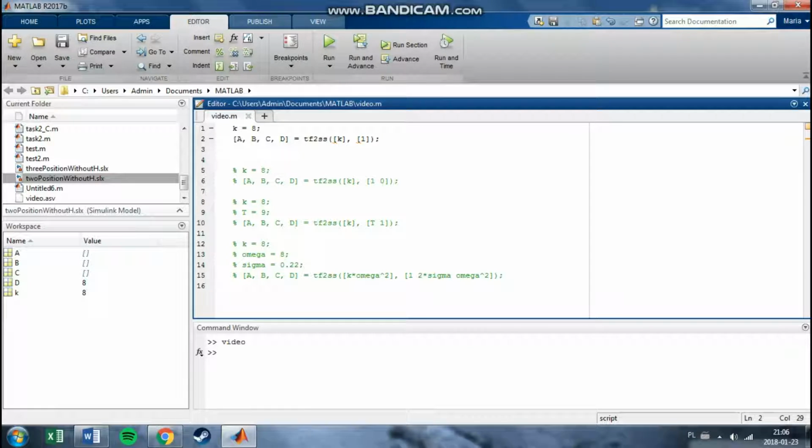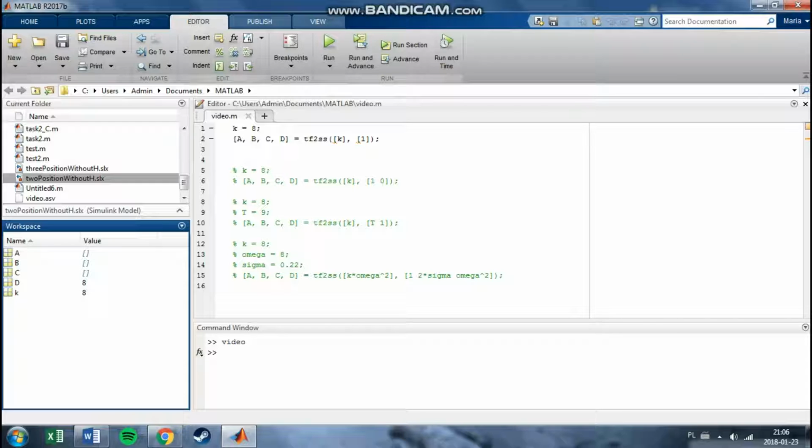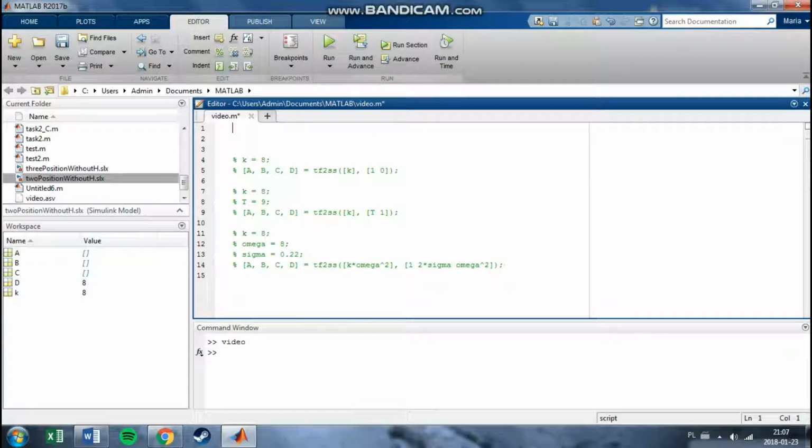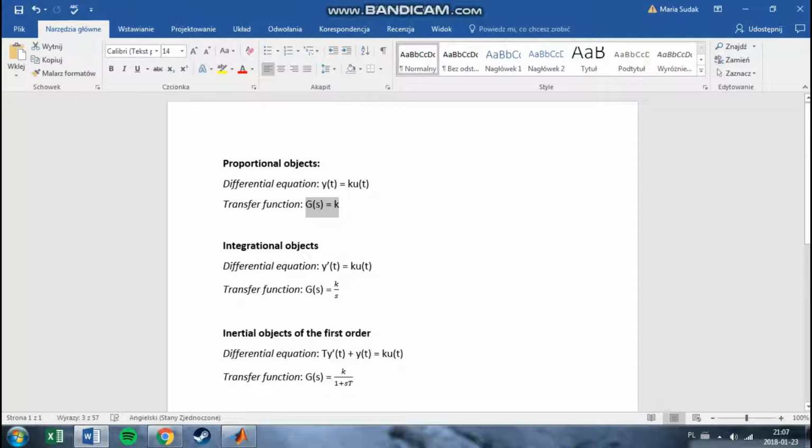We can see the results here in the workspace, and we can see that matrices A, B, C are null, and D is equal to 8. Okay, so let's delete that one and move on to another object, which is integrational.